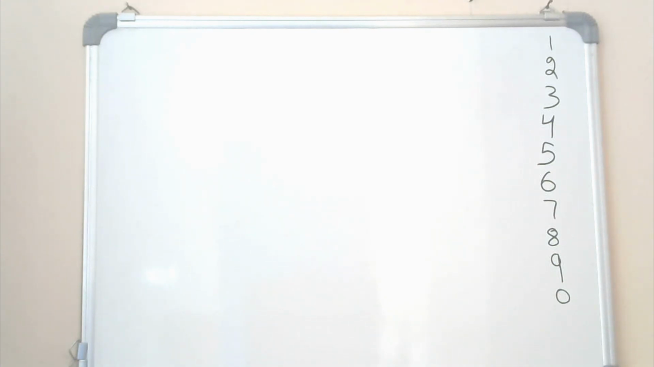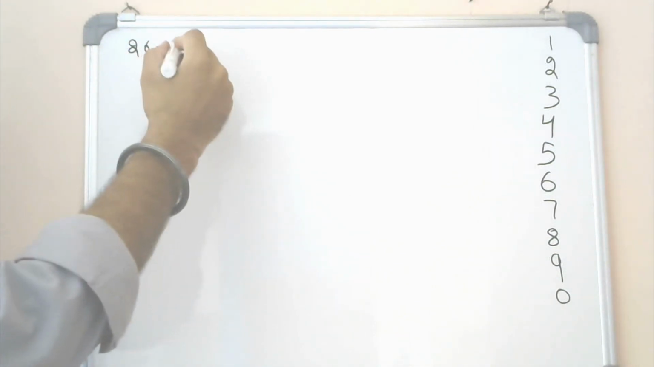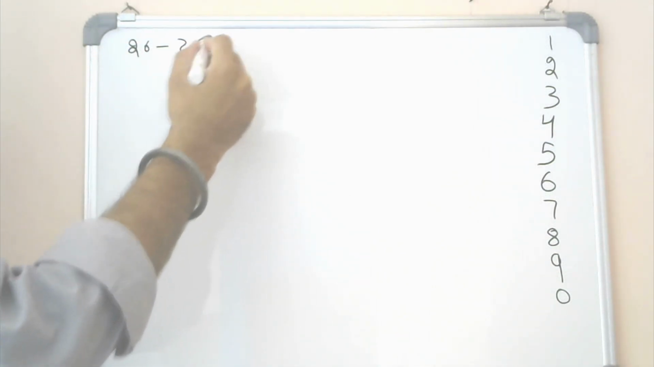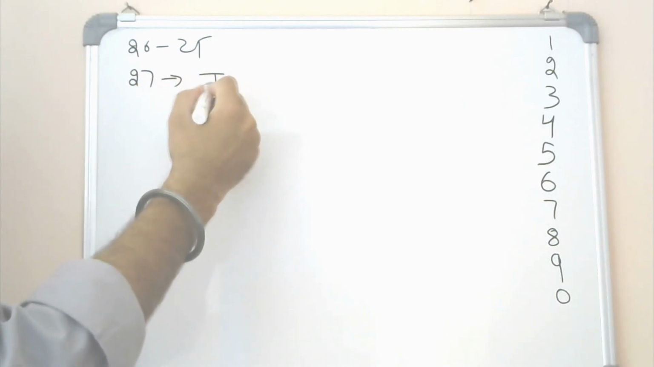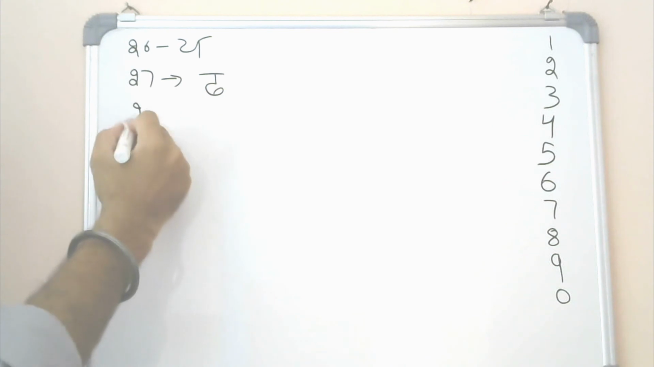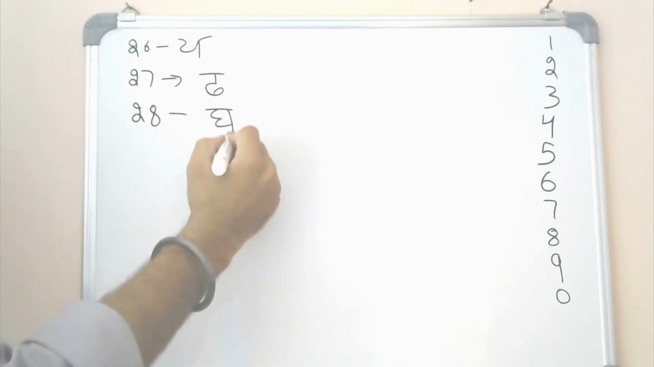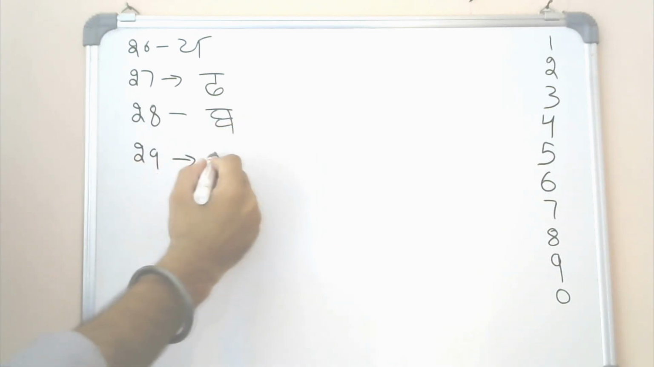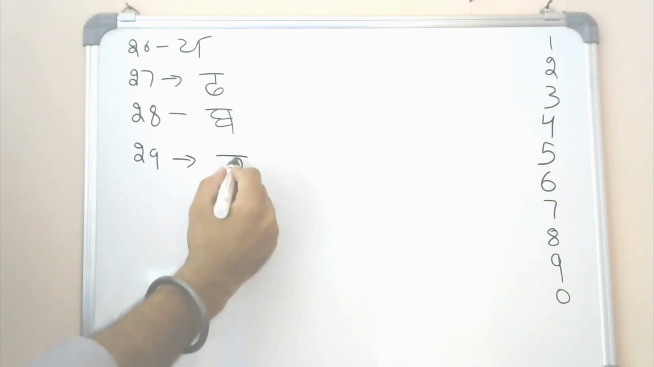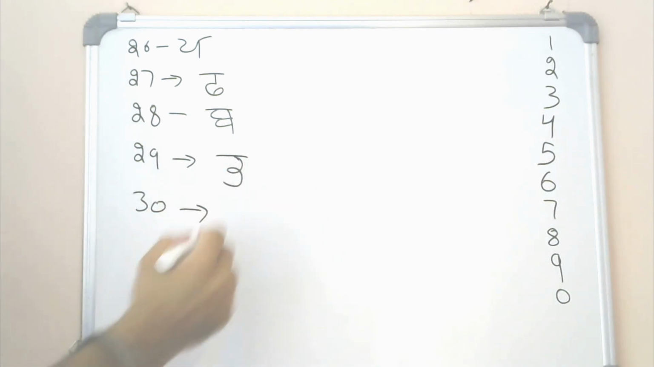Let's revise what we have learned today. We have 26th letter, Papa. 27th letter, Fafa. 28th letter, Baba. 29th letter, Papa. 30th letter, Mama.